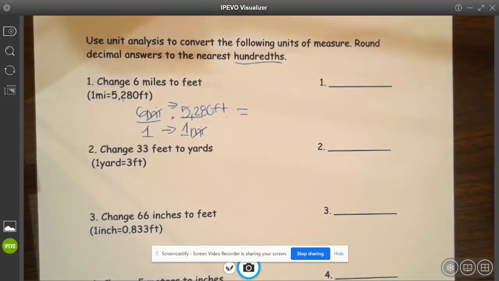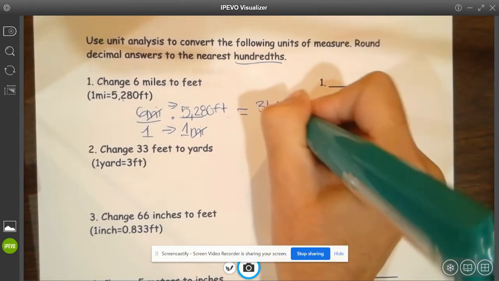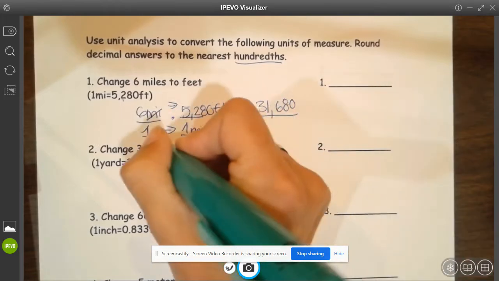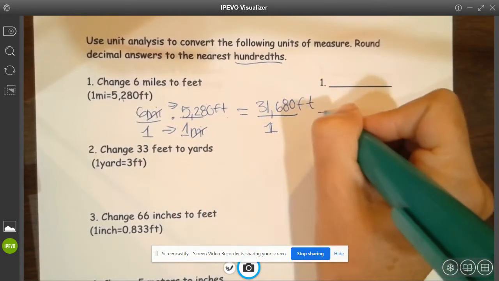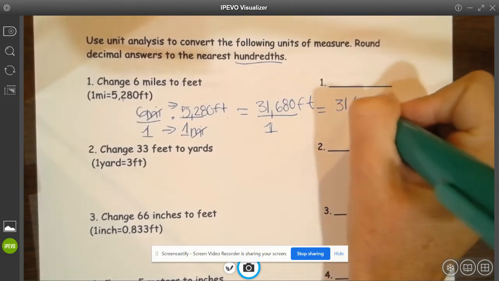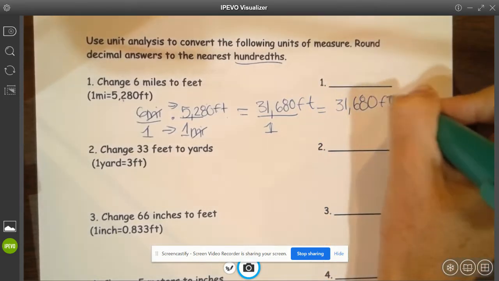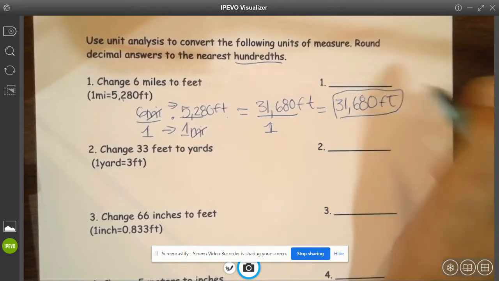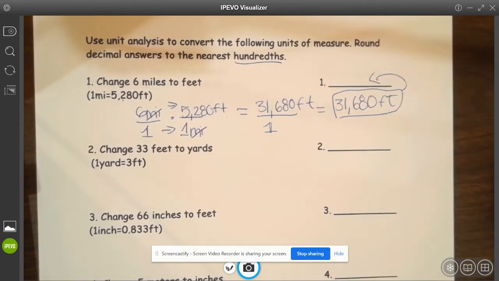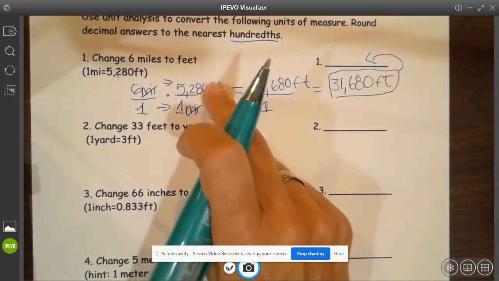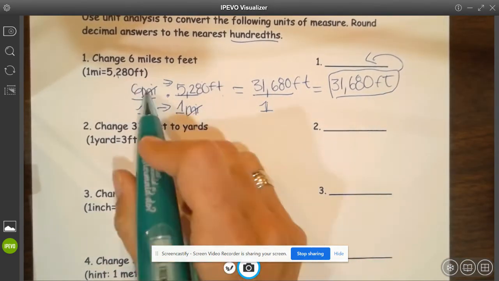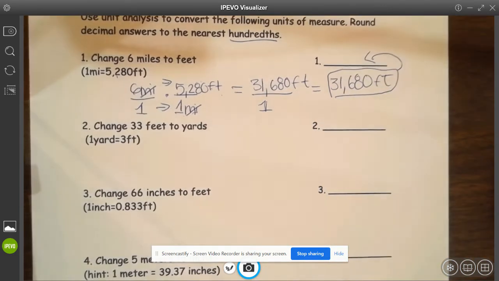So that's 6 times 5,280. That's 31,680 divided by 1 times 1, which is 1 feet. And my answer is 31,680 feet for number 1. Okay? All right, let's do another one. So notice that I'm using units the whole way. So here I can cancel, and then I can write my answer.